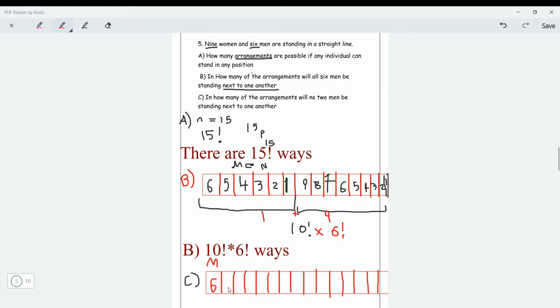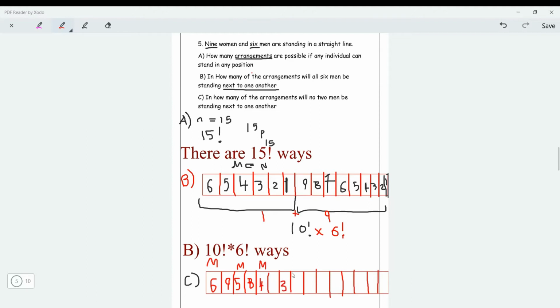Then a girl would go here. 9. Then a man would have to go here, because no two guys can be next to each other. And so then a man would come here, which is 5. Then the next girl makes 8. Then a man would come here, because now there are 4 men. Use M for men. 3 men right here.